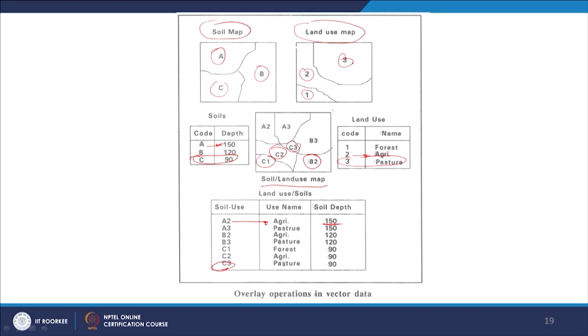C3 is pasture, 90 centimeter. Likewise, a table can be developed by the software or by ourselves, and overlay is possible to a certain extent with vector data. But if I have to do it for 20-30 layers all in vector, it would be very, very difficult. If I do it using raster data, it is not that difficult. Still, you have to understand the output from both models and use it accordingly.